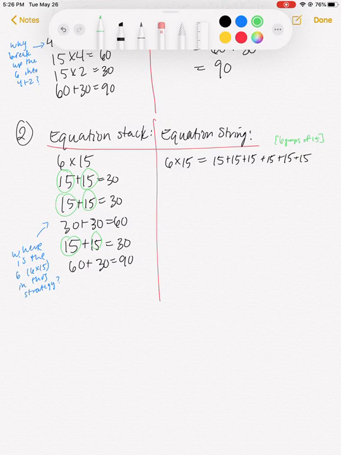Because that's what 6 times 15 really means. So we're going to add those 15s together in the way that the student had grouped them together. And that was with groups of 15 plus 15 equals 30.